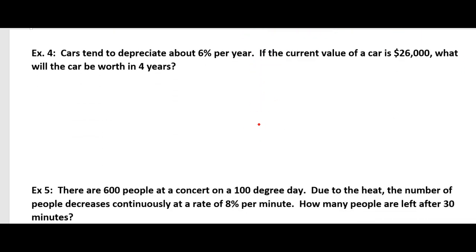All right. Number 4, cars tend to depreciate about 6% per year. If the current value of the car is $26,000, what will the car be worth in 4 years? Well, the formula I'm going to use here is the initial amount times 1 minus the rate, all to the t power. So in this case, the value of the car after t years is going to be 26,000 times 1 minus, how much is it going down per year? 0.06 to the 4th power.